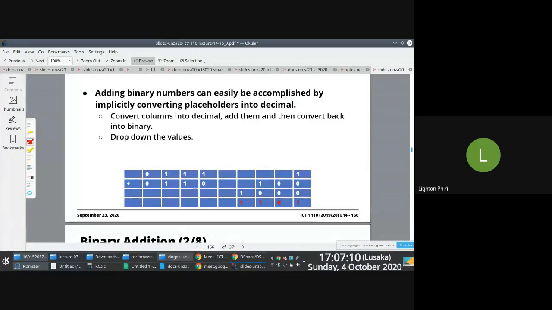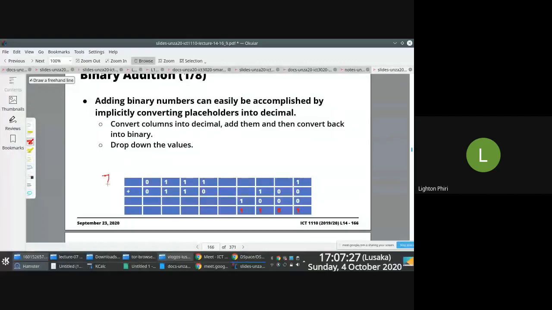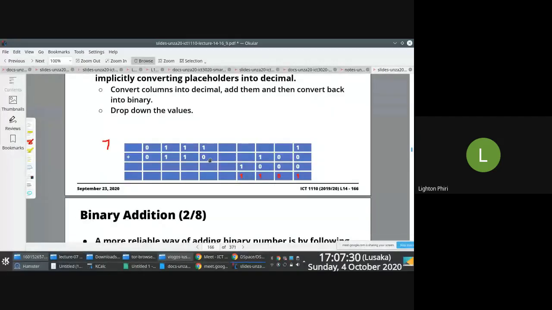So an approach to take, if you're asked to add 111 and 110, is you could convert 111 into decimal, right? This is the ones place, this is the twos place, this is the fours place. So it's 4 plus 2 plus 1, which is 7. So effectively we are adding 7 and 6, which is 13. Then we convert the 13 into binary.